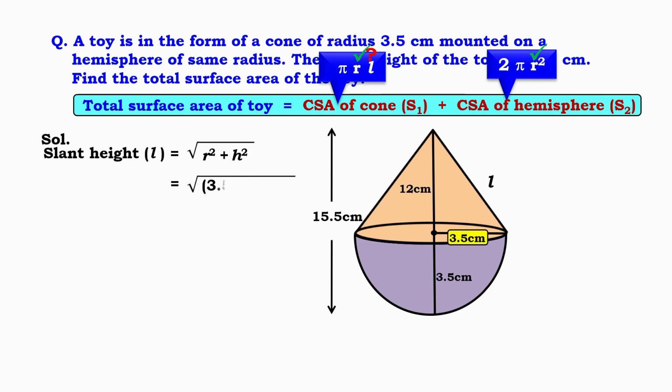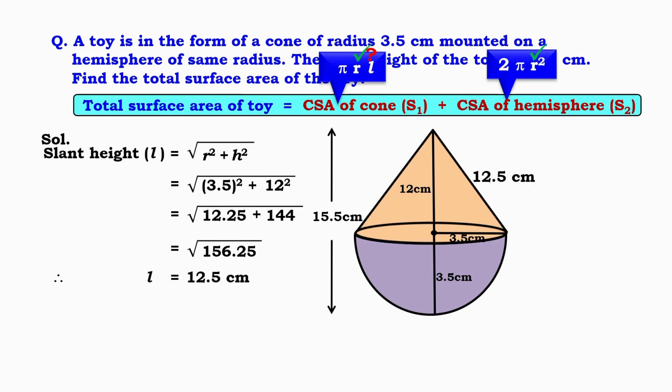So that is 3.5 centimeter square plus 12 square. So 12.25 plus 144, it is coming 156.25. So h is equal to, if we do the long division, you can use long division of square root. Okay, then I think you know how to find the long division. So long division of square root, then you can find the value, that is coming 12.5. So 12.5, so L is 12.5 centimeter.